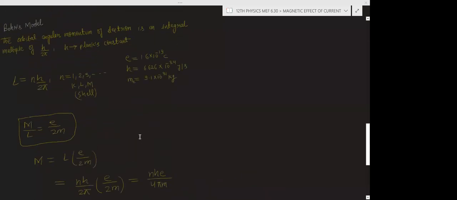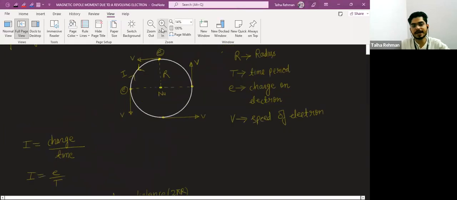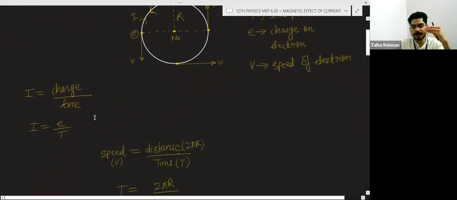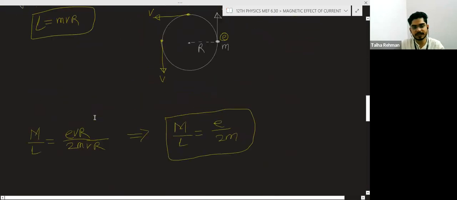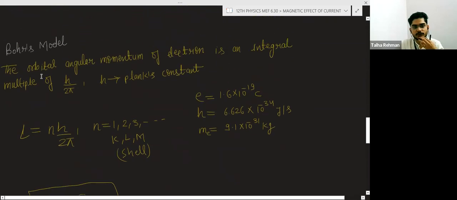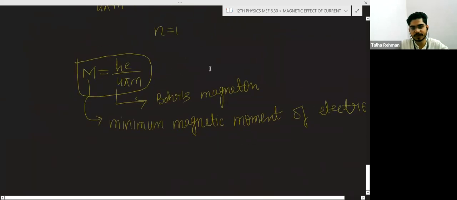So this is all about when the electron is revolving around the nucleus. We have calculated the magnetic moment in this case. We have calculated the angular momentum. We have calculated the ratio of the magnetic moment and the angular momentum, and there is a relation between the angular momentum and the magnetic moment. According to Bohr's model, the orbital angular momentum of the electron is an integral multiple of h upon 2 pi. And Bohr's magneton is when you put n is equal to 1, then you get the minimum magnetic moment of the electron. That minimum magnetic moment of the electron is known as Bohr's magneton.